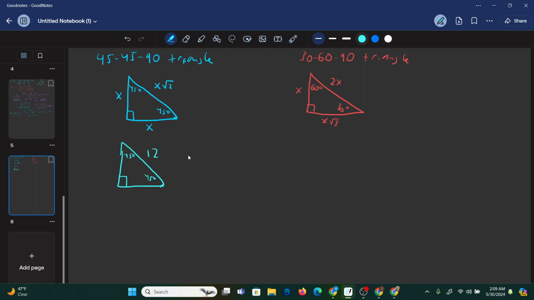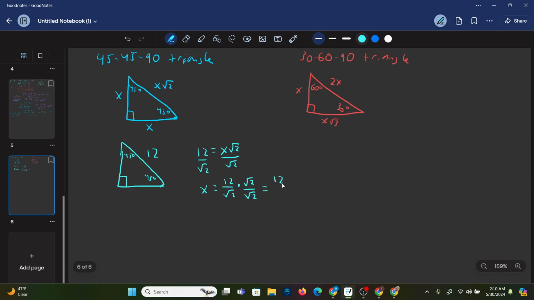So in order to solve this, we would know that 12 equals x square root 2. And so in order to solve this, you would need to divide by the square root of 2. So x would equal 12 divided by the square root of 2, but we can't have a square root in the denominator, so we would have to rationalize. And we would have to multiply the numerator and the denominator by the square root of 2.